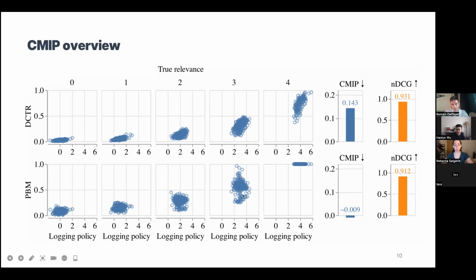And if you look at the PBM, it makes mistakes, because, I mean, we trained it with a neural network and so on, so it's not perfectly estimated, but at least the mistakes are not correlated with the logging policy. So then we can say it is debiased.